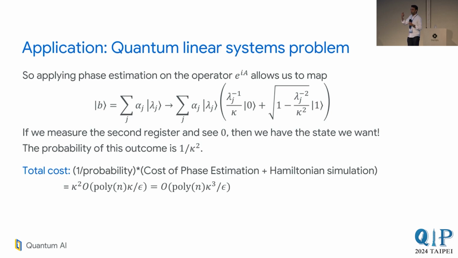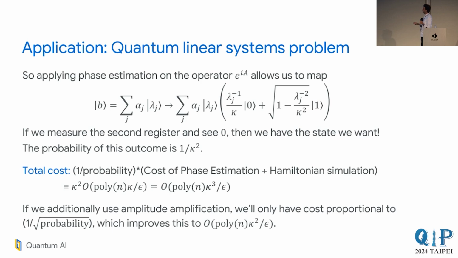We talked about the success probability amplification thing. If you have an algorithm that succeeds with some small probability, you can just do it 1 over that probability times and you'll see it. But you can actually speed this up by using amplitude amplification, right? If you additionally use amplitude amplification, you'll only have cost proportional to 1 over the square root of the probability, which will now be kappa squared. So this kappa squared becomes a kappa, and this kappa remains a kappa. So you'll get kappa squared over epsilon.